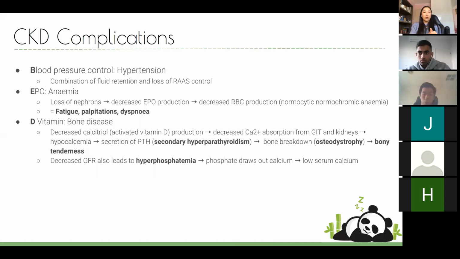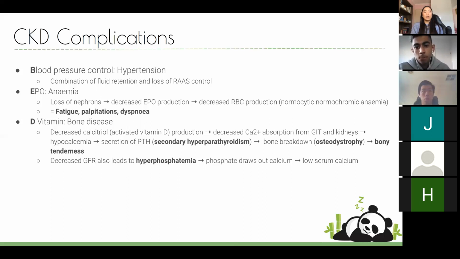EPO and anemia. So anemia tends to present with fatigue. They'll look pale on exam. They might have palpitations or dyspnea. They might feel lightheaded, things like that. And that's again because the kidney has its job in producing EPO. So if you're losing functional renal parenchyma, you're not going to get EPO production.